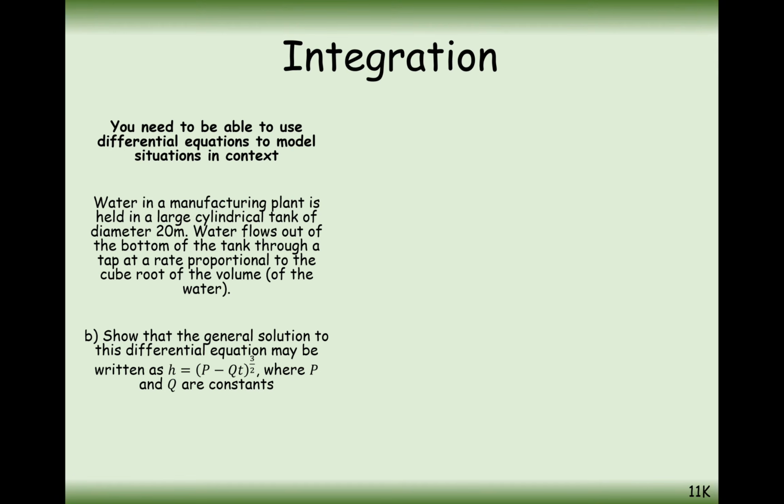Show that the general solution to this differential equation may be written as h equals, in brackets, p minus qt, to the power of 3 over 2, where p and q are constants. So this is our differential equation here. We were shown that in part A. So if you haven't been able to do part A, you can definitely still have a crack at part B. And now we're going to use that technique of moving the h's onto one side, the t's onto the other side. And remember, k is just a number, so it doesn't really matter which side it ends up.